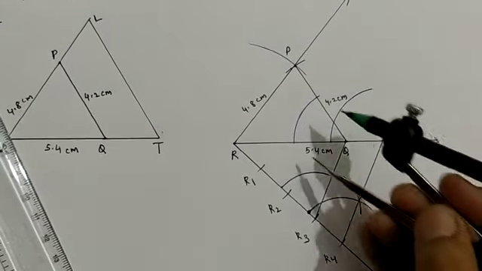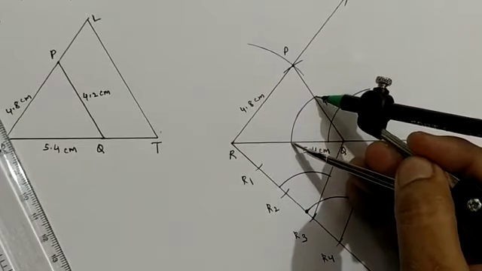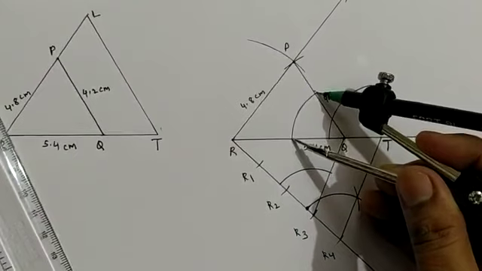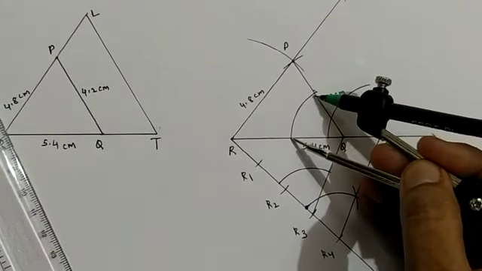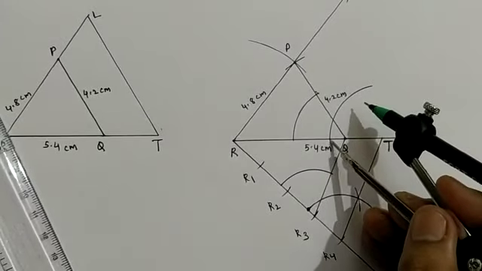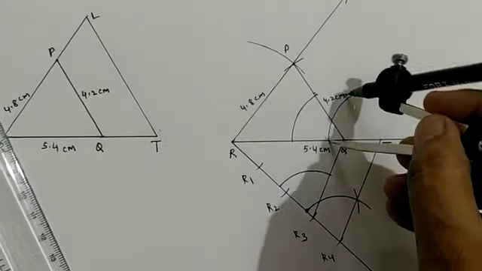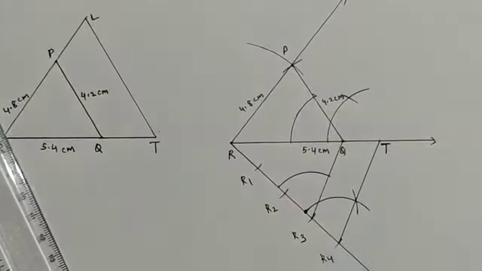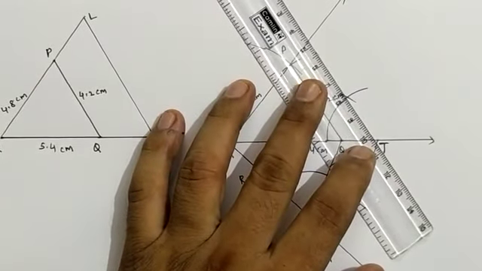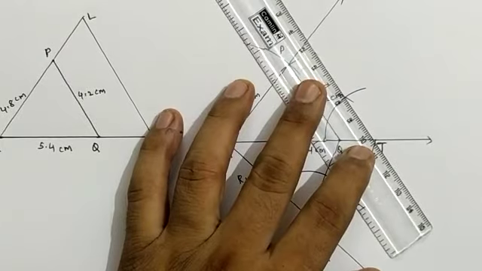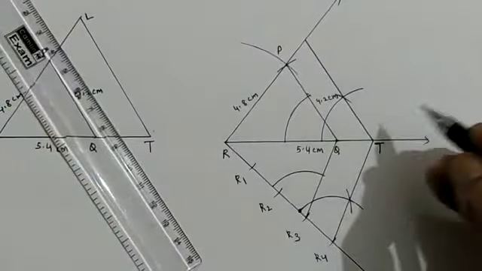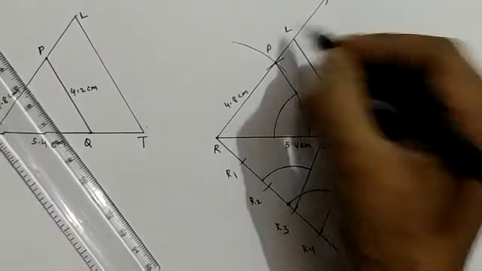Now take this distance. You can see, student, take this distance, and now keep it on this point and cut this arc once again, and with this point join point T now. And you can name this point L.